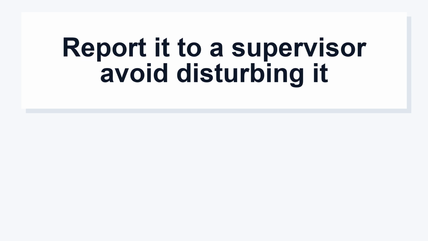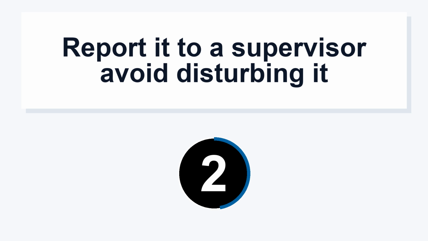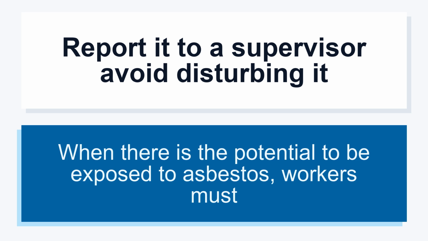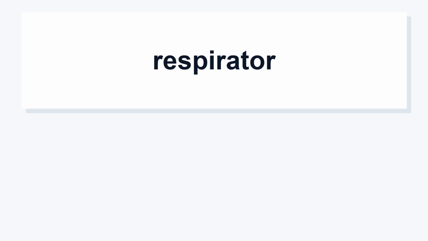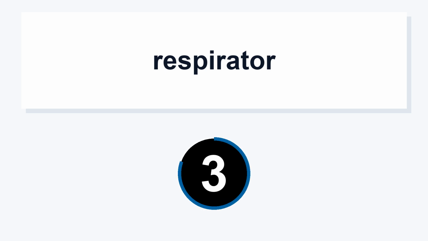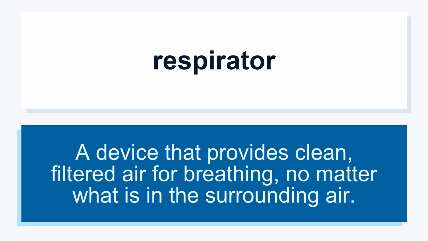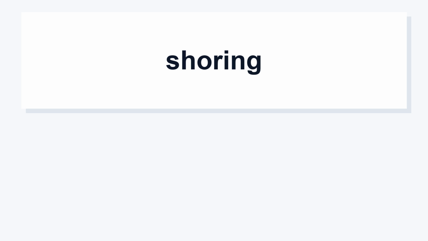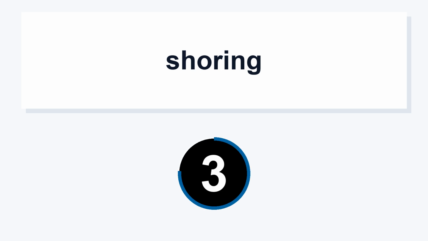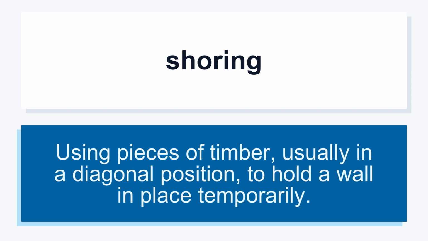Report it to a supervisor, avoid disturbing it. When there is the potential to be exposed to asbestos, workers must. Respirator. A device that provides clean, filtered air for breathing, no matter what is in the surrounding air. Shoring. Using pieces of timber, usually in a diagonal position, to hold a wall in place temporarily.